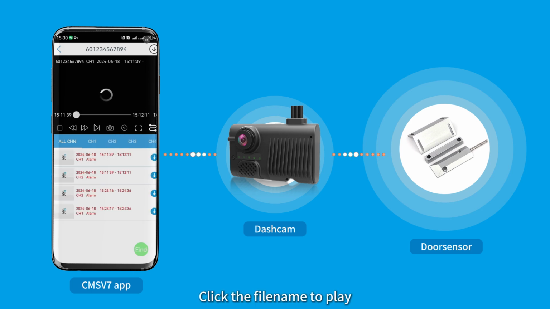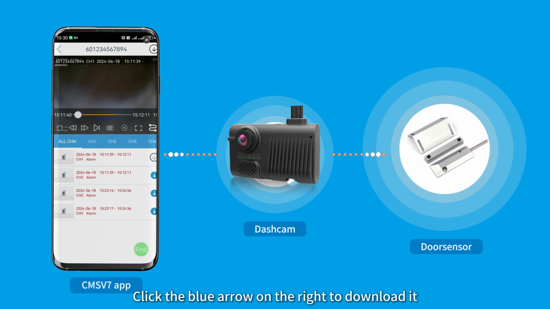Click the file name to play. Click the blue arrow on the right to download it.